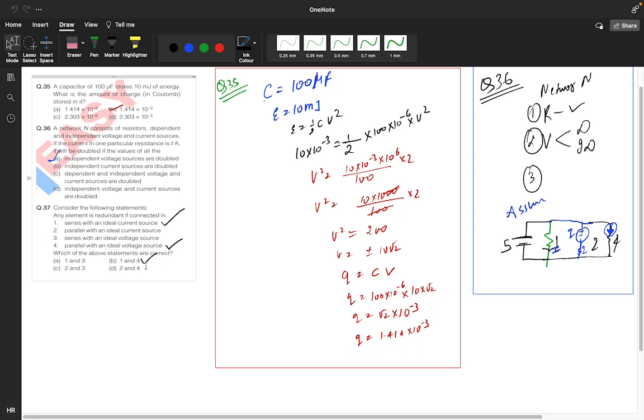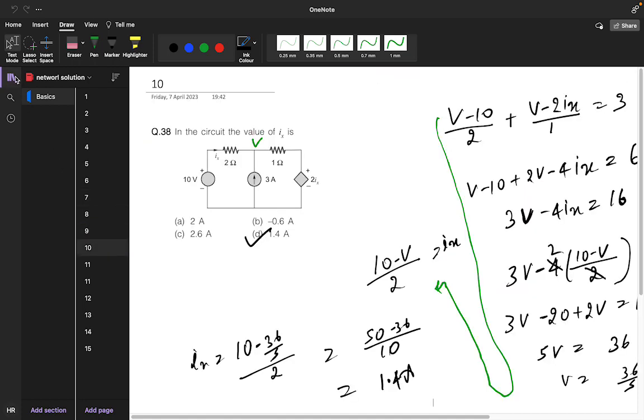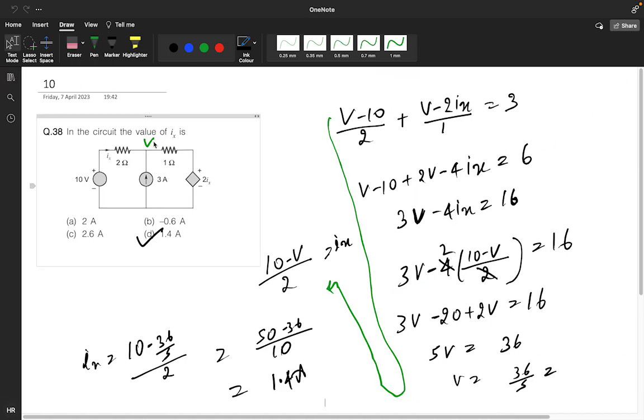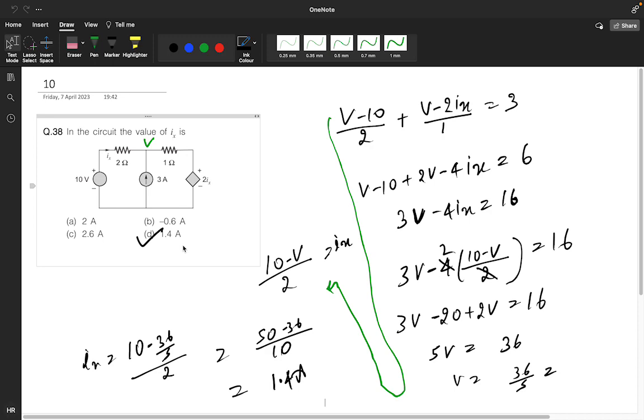So this will be answer 1 and 4. Okay. Now see, in this circuit, find the value of Ix. So apply the nodal analysis. There is a concept of dependent source. So you will get the dependent source value (10 minus V) divided by 2. So this will be your Ix value. You can substitute it here and apply the nodal analysis. You will get the value of Ix as 1.4 ampere.